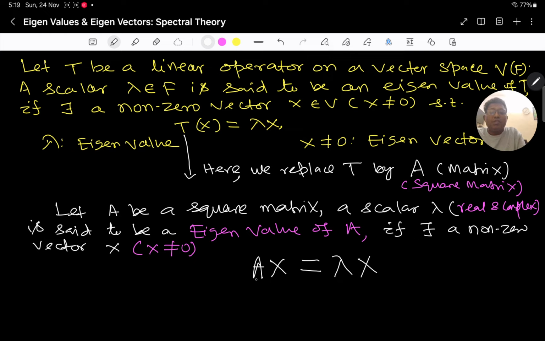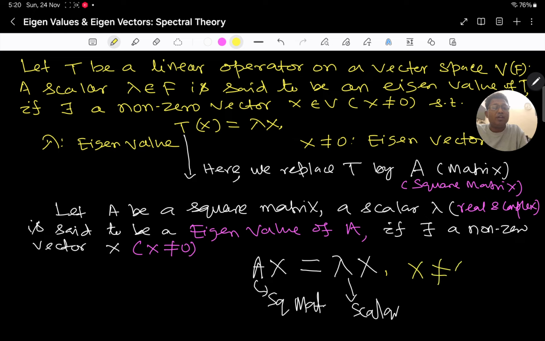You see, on the left hand side A is a square matrix, and lambda is a scalar. So a matrix is multiplied with a vector on the left hand side, and on the right hand side a scalar is multiplied with the vector. It is surprising to see the left hand side is the same as the right hand side. The moment x is equal to 0, 0 is equal to 0 is alright. But here we are discussing the case when x is not equal to 0.